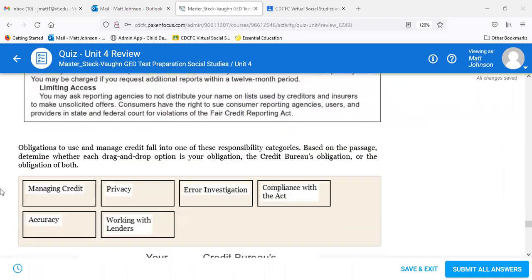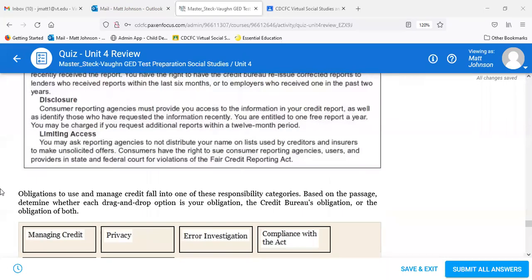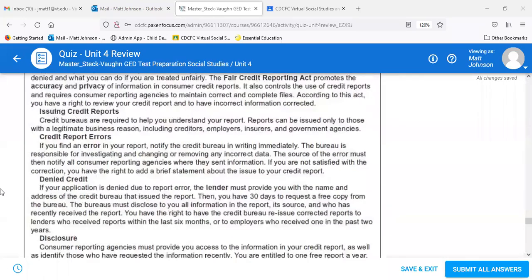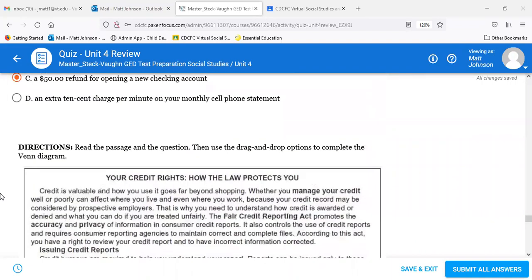And so let's see, we only got 4 more questions here. I'll go ahead and read our deal on credit rights and how the law protects you. Credit is valuable, and how you use it goes far beyond shopping. Whether you manage your credit well or poorly can affect where you live and even where you work. Lots of jobs will check your credit score.